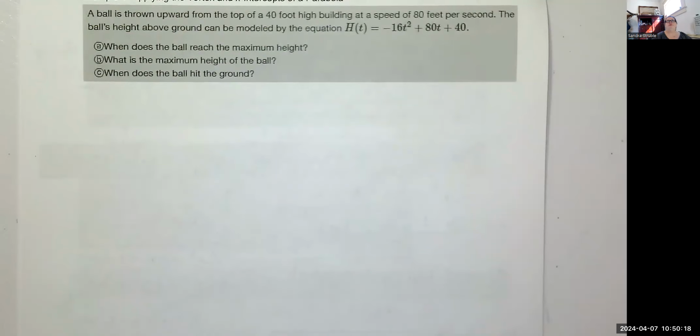When does the ball reach the maximum height? What is the maximum height of the ball? And when does the ball hit the ground? Well, those are 3 cool things. The first 2 I can answer with just finding the vertex.